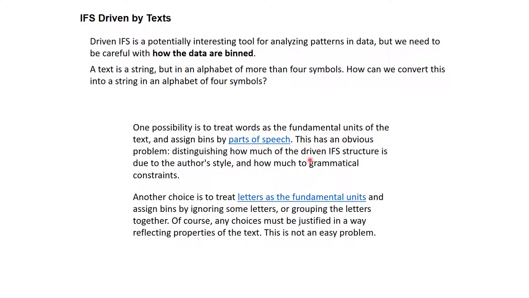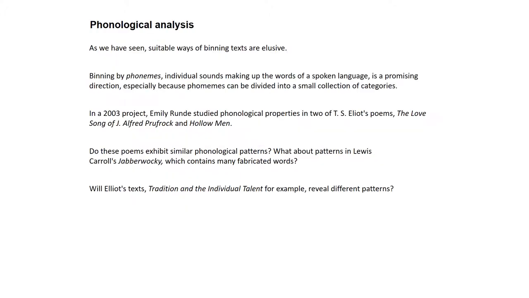How to decide that? Another choice would be that we take letters, the alphabets, as the fundamental units, and I assign bins by ignoring some letters, or we group some letters together on some basis. We define a basis where we group A, E, I, O, U, all the vowels together. If the letter is a vowel, then it goes to a particular bin. So any choice must be justified, showing that it reflects the properties of the text. So it always remains a difficult problem, and one has to be very, very careful.